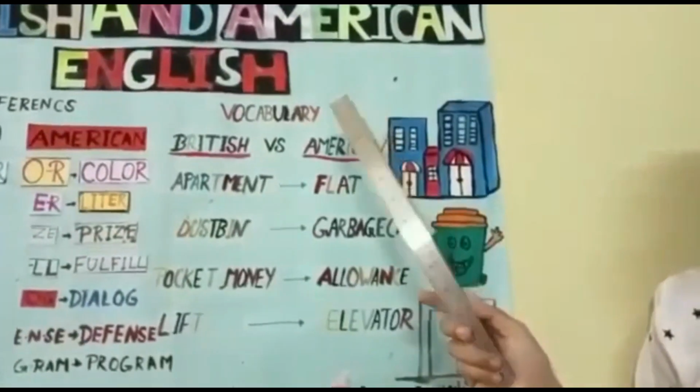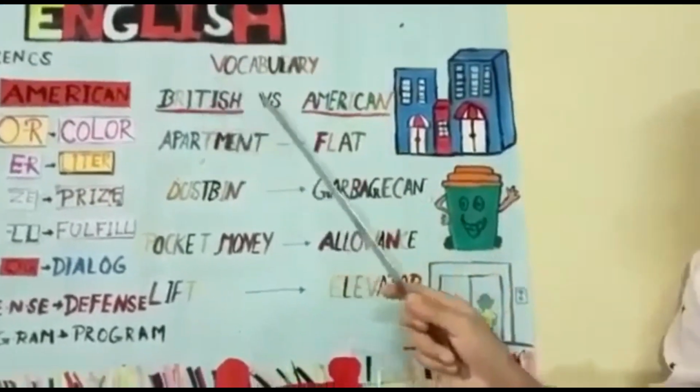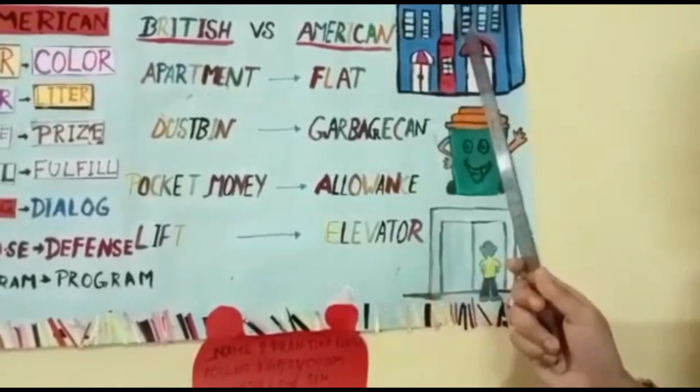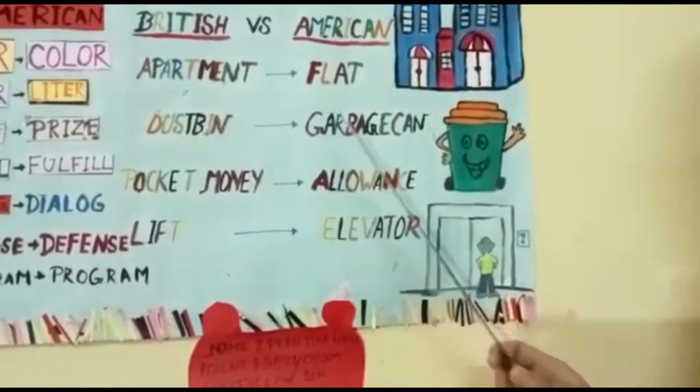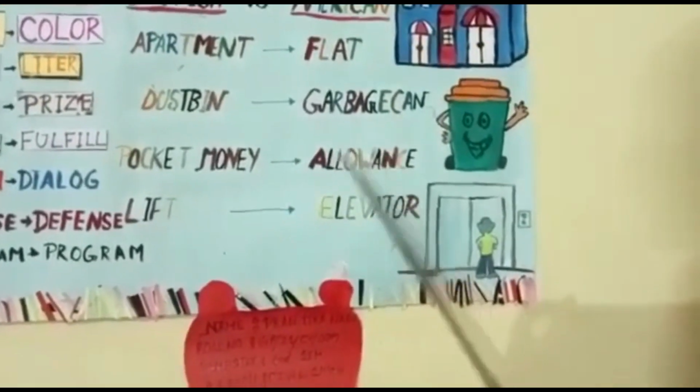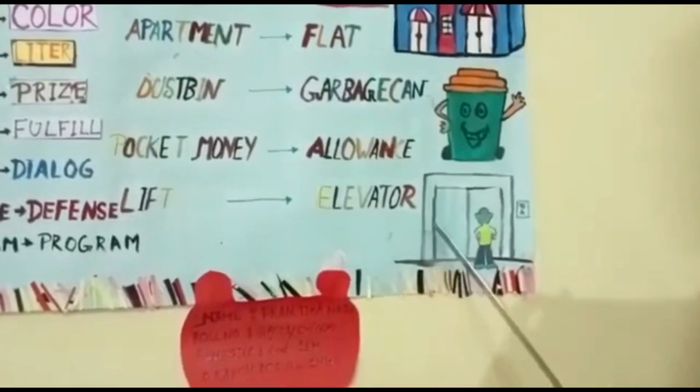Now I am going to start the vocabulary part. British versus American. British is apartment, American is flat. British is dustbin, American is garbage can. British is pocket money, American is allowance. British is lift, American is elevator.